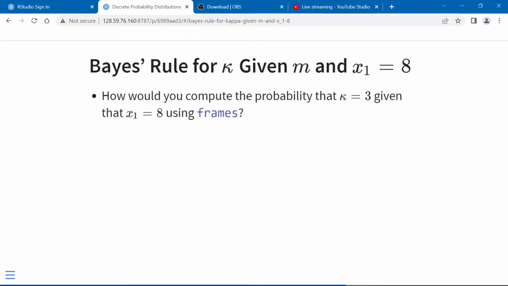Let's try it again. How would you compute the modern way the probability that kappa is 3, given only that x1 is 8, using the 10 million frames of bowling that we simulated earlier today?